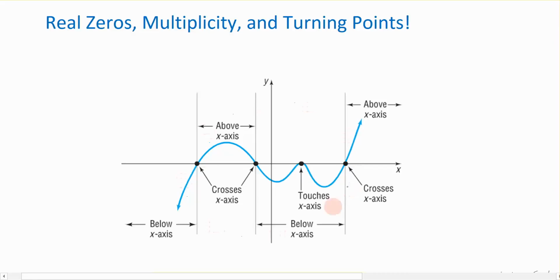So here I have what looks to be an odd function, and one of the things you want to understand about a polynomial function is that yes, they go off in opposite directions in this particular case, but we can have a whole lot going on in between their end behaviors. We can have places where we cross or possibly touch the x-axis, which would indicate a zero. We have multiplicity on those zeros, and we have turning points on the graph.